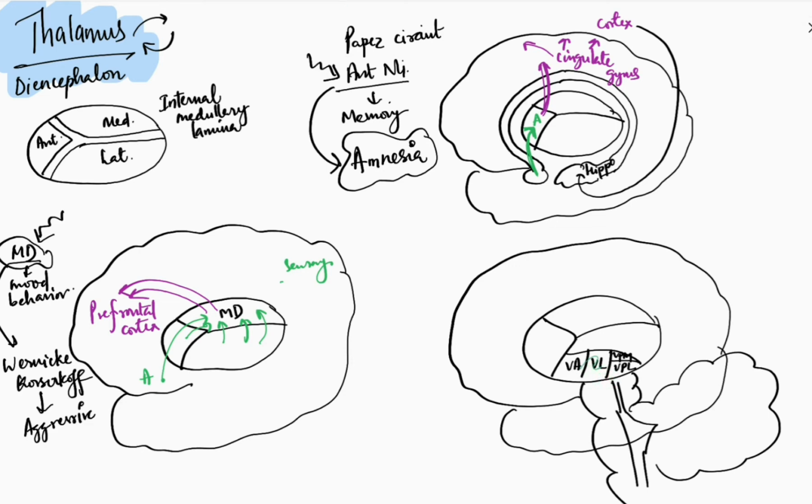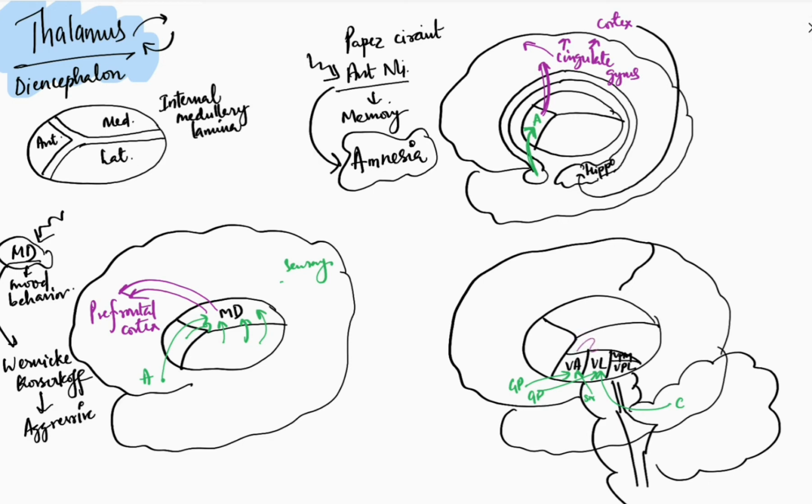Now the ventro-anterior group receives afferent projections from the nearby globus pallidus and substantia nigra. The ventrolateral group also receives afferents from the globus pallidus and the cerebellum. From here, efferent fibers are projected to the cortex.